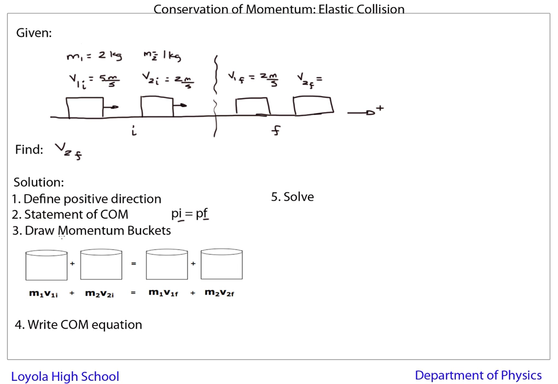Next, I draw my momentum buckets. Each one of these buckets is one of these objects, and I basically ask myself, is it moving or not? Does it have a velocity? Because if it has no velocity, then it has no momentum. It may have a mass, but maybe not momentum.